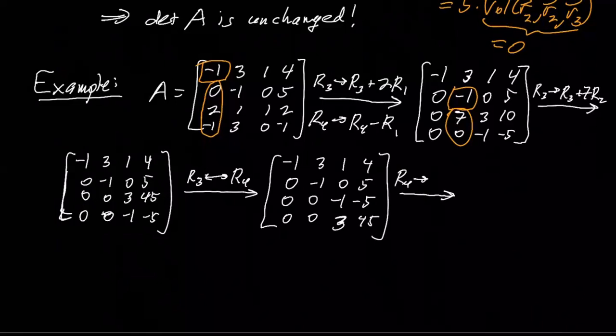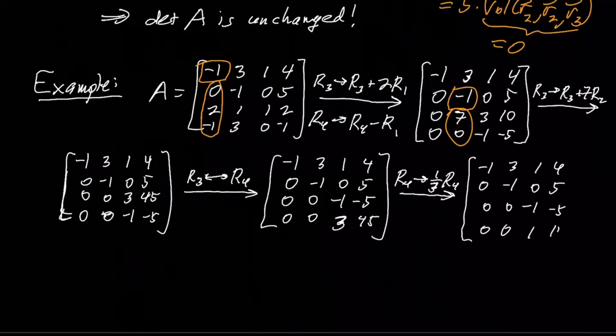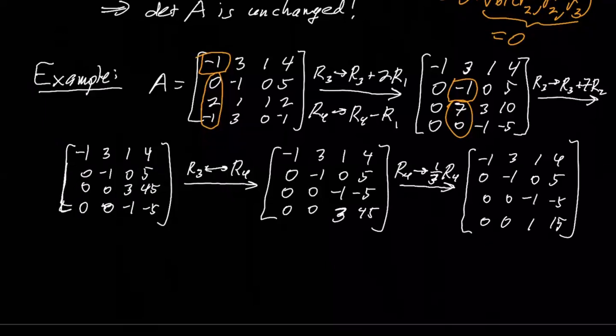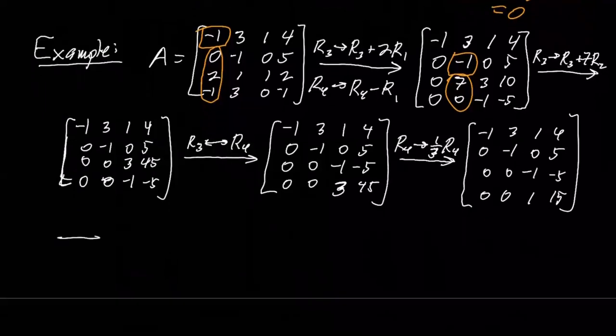So let's just actually take row 4 and scale it down by 3. I noticed that 45 is a multiple of 3 also. Not necessary. I just want to illustrate how it's going to change the determinant. So this becomes a 1, and that becomes a 15. And then as our last step, we can add row 3 to row 4. So take row 4 and replace it by row 4 plus row 3.